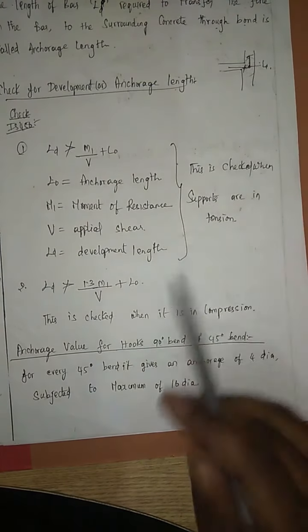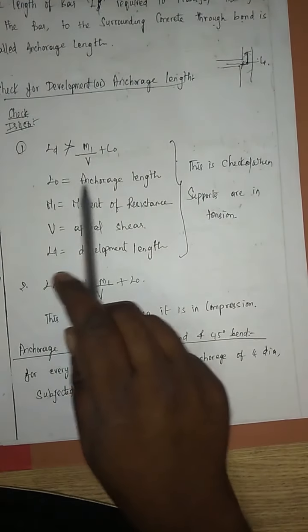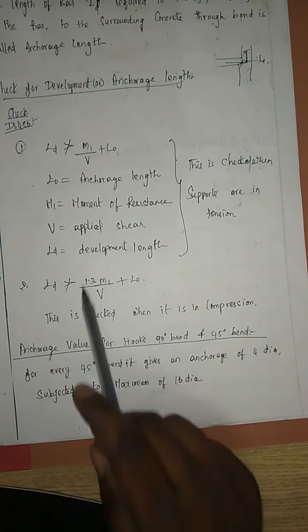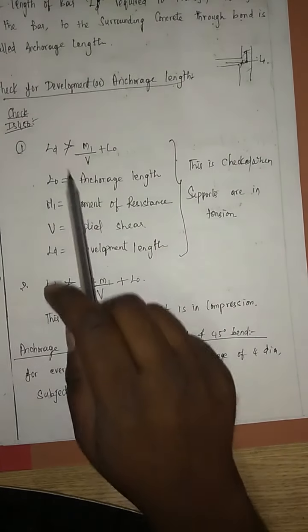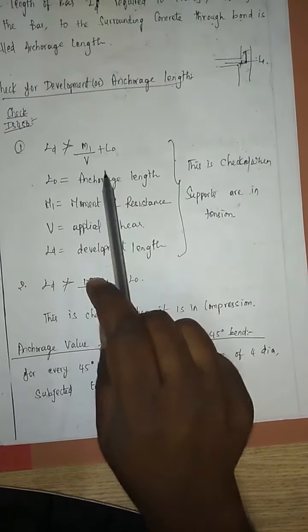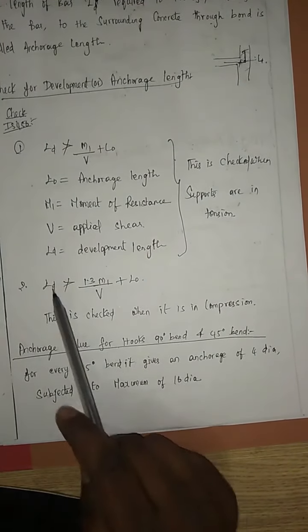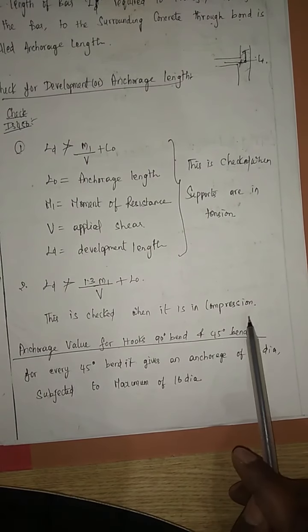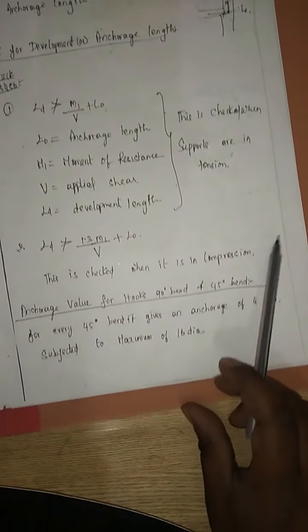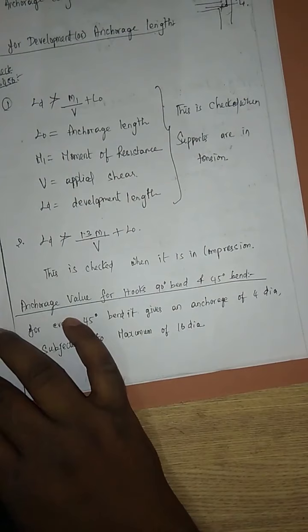So in order to check, we have two conditions. There is this formula and this formula. This formula is also in your code book. You will use this formula if the supports are in tension, and you will use this formula if the supports are in compression. That's it. Next topic is anchorage value for hooks.